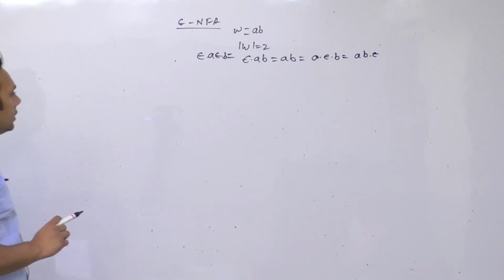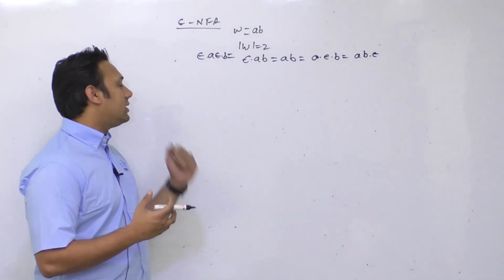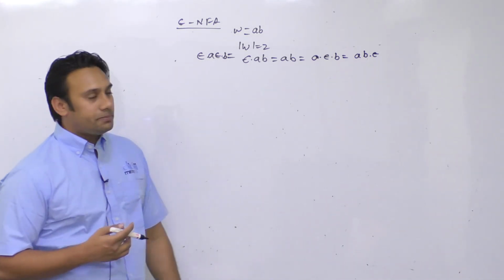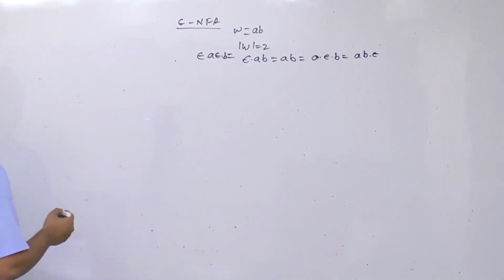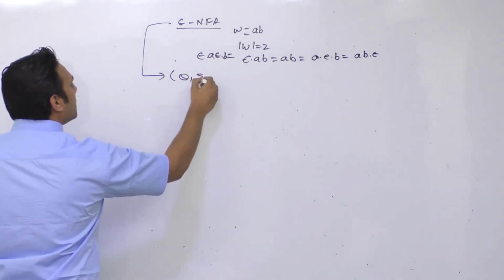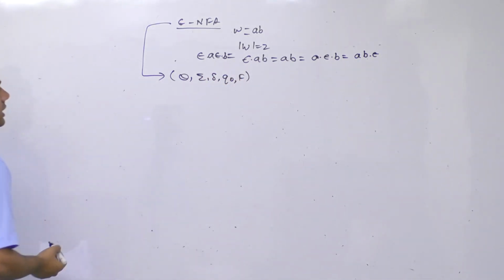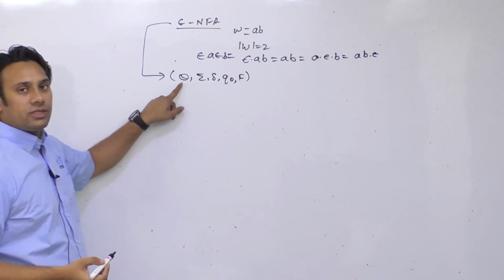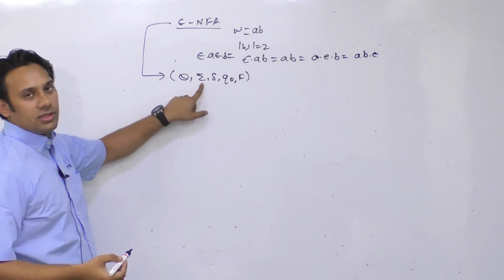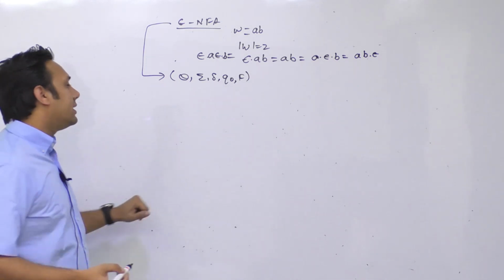Epsilon here is a string of length 0. This is something we have already seen. Now, what is an epsilon NFA? You can define an epsilon NFA like this: we have Q, Sigma, delta, q0 and F. You already know that Q is the non-empty set of states, and Sigma is the non-empty set of input alphabet. What is delta? In this case delta is different.